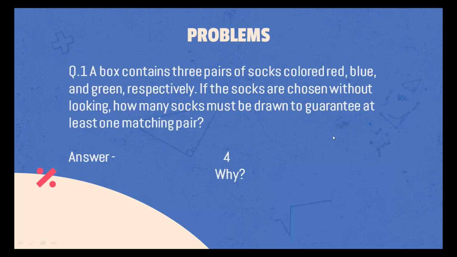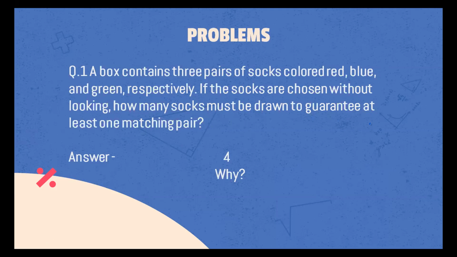So okay, a box contains 3 pairs of socks colored red, blue, and green respectively. If the socks are chosen without looking, so you don't look at them and you randomly choose the socks, then how many socks must be drawn to guarantee at least one matching pair? So you have 6 socks and 3 pairs of socks. You want to find the number of socks and not the number of pairs.